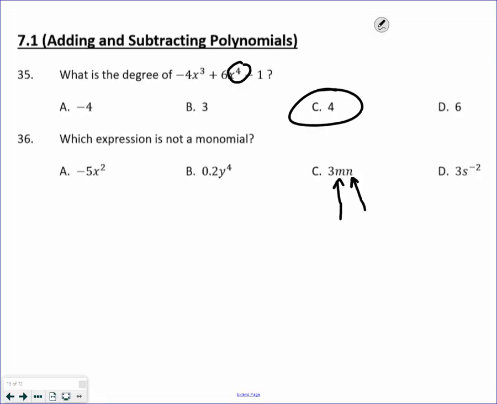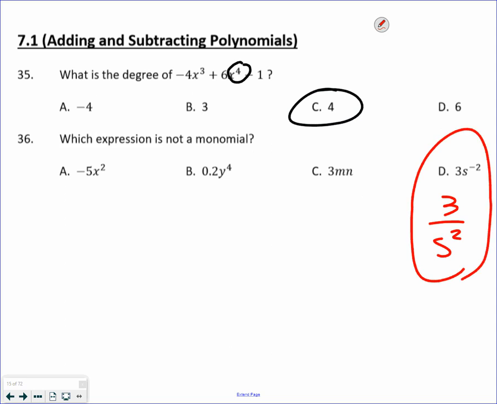All right, so we're back. Which one of these is not a binomial? The last one here has a negative power. You can't divide by a variable, and so therefore D is not a binomial.